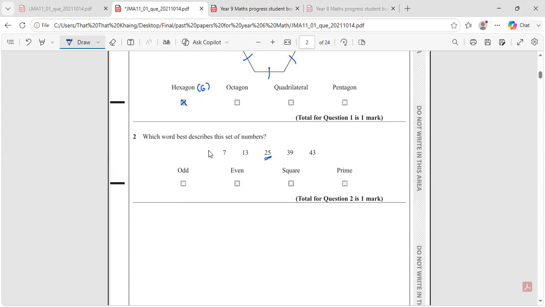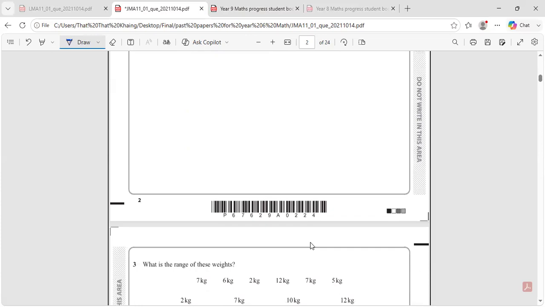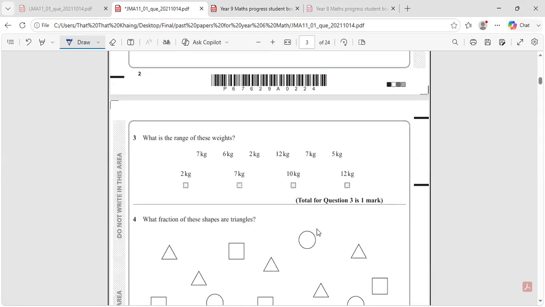But all the numbers we call a kind of odd number, so we have to choose odd. For number 3, what is the range of these weights? So range. We have to look back at how to find out the range. Highest minus lowest is the easier way.